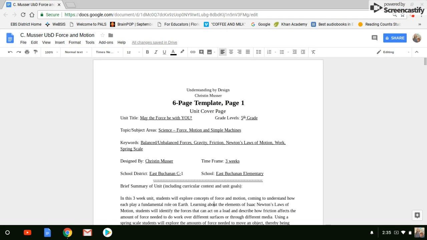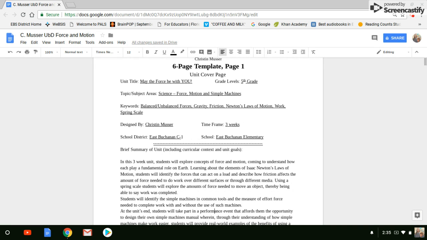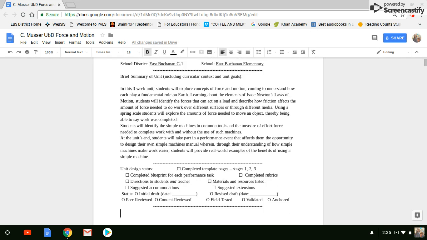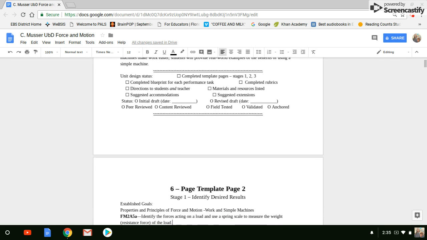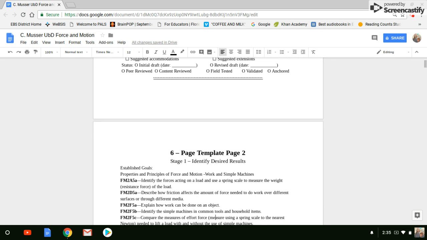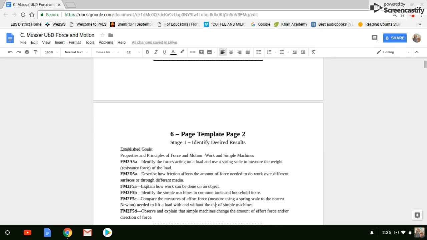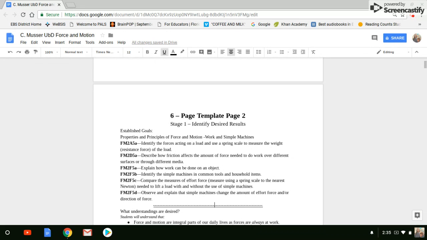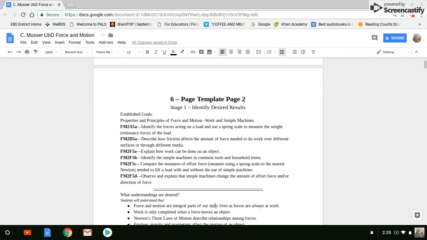as I scroll down here, obviously there's a brief summary of the unit that you can see whenever you get into my UBD. But these desired results, identifying the desired results, what my established goals are for my students, identifying the forces acting on a load, using a spring scale to measure the weight, describing how friction affects the amount of force needed to do work over different surfaces or through different media. Some people might say, oh, these are just your standards, but they're really my goals for the unit.